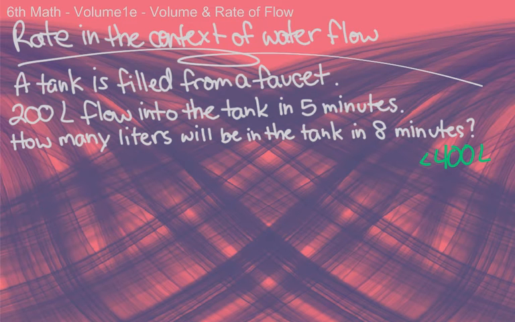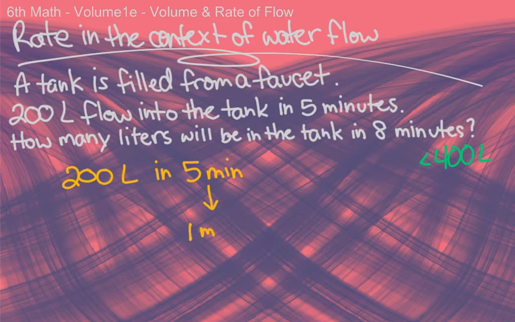What I like to do is just set this up as the unitary method. If you don't know what that means or you forgot, that just means we're going to take what we know, 200 liters, and write it in a really shorthand notation: 200 liters in 5 minutes. And then we want to find out the unit, like what is the amount of liters that flows in 1 minute. So I want to get down to 1 minute so I can go back up to 8 minutes. So how do I do that? Well, I have to divide by 5.